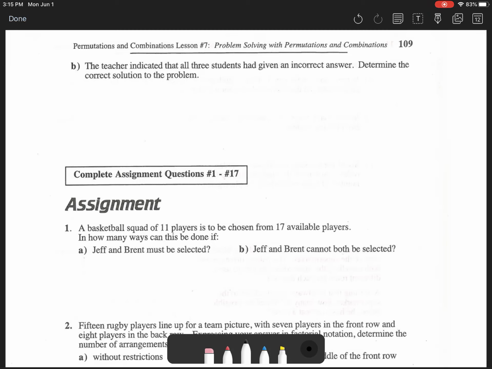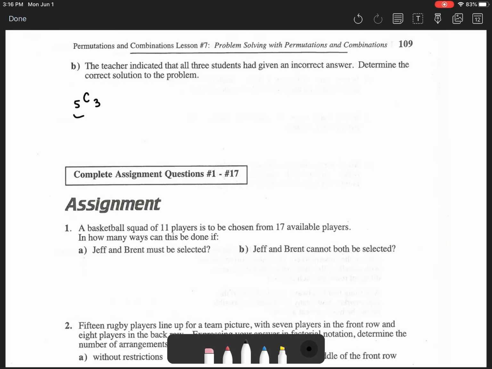The teacher indicated all 3 students had an incorrect answer. Determine the correct solution. So what we have to do is the following: I need to select the right number of popular, the right number of classical, and then once I've done that, I order them. The first thing I would do is select the popular songs. So I'm going to go 5 choose 3. Now you're going to ask, why are you choosing them and not using permutation? Because I will order them after I've selected the songs.